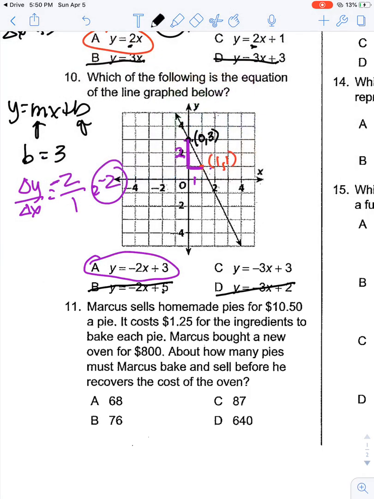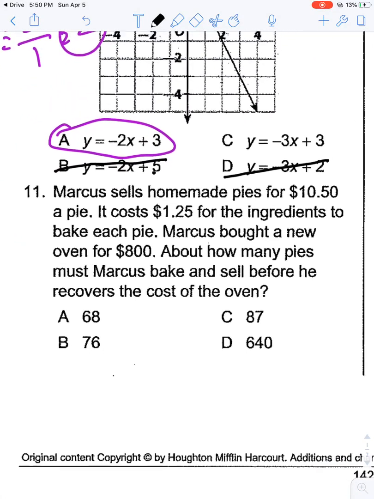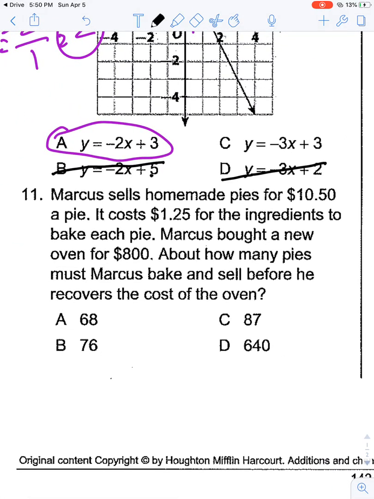All right, let's look at number 11. Marcus sells homemade pies for $10.50 a pie, and it costs $1.25 for the ingredients to bake each pie. Marcus bought a new oven for $800. About how many pies must he bake and sell before he recovers the cost of the oven? So what we're saying here is the cost is going to be equal to the sales.